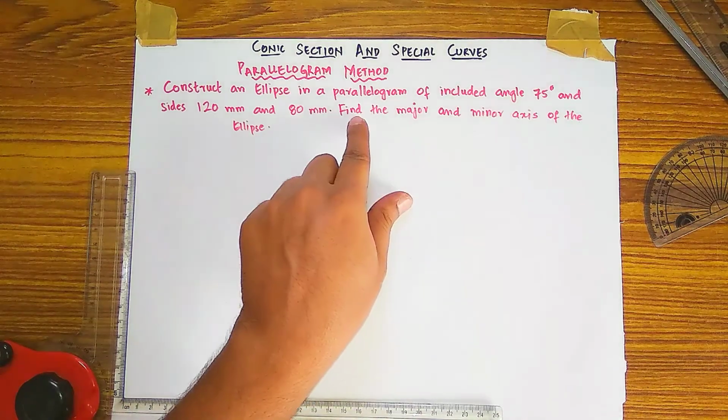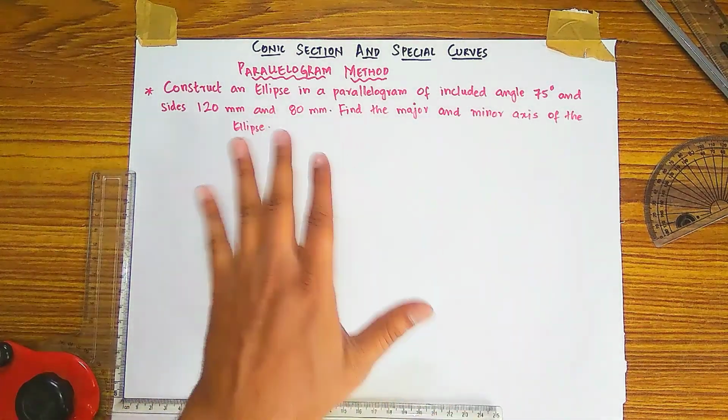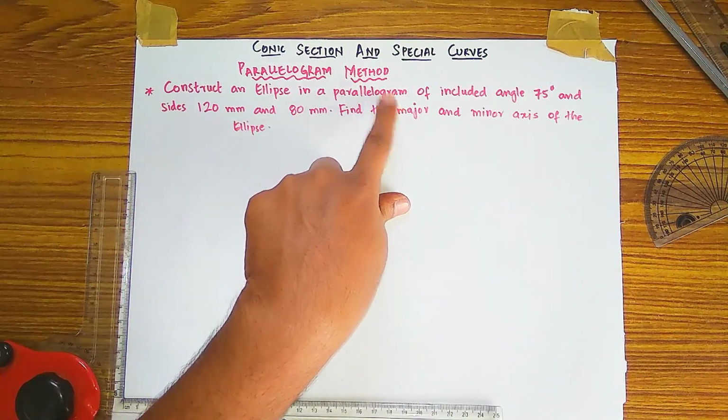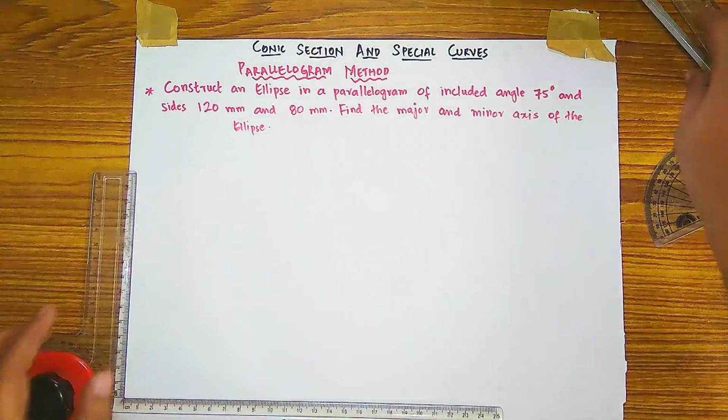And also you have to find the major and minor axis of the ellipse. In the question it doesn't say parallelogram method, but in the sentence there is a parallelogram. In the parallelogram you have to draw the ellipse. Okay, so how to draw?